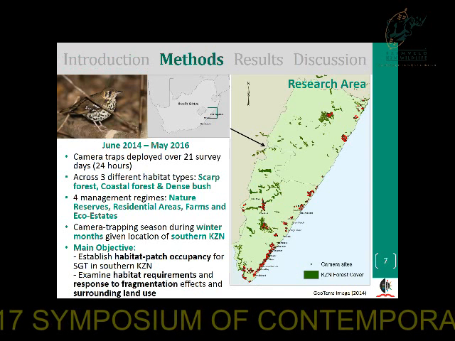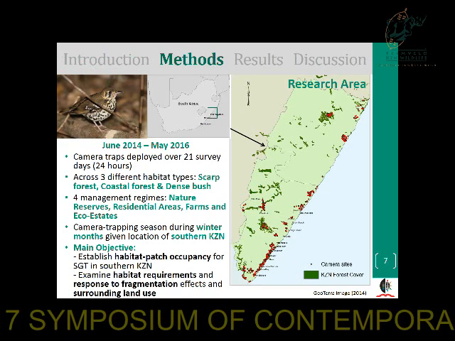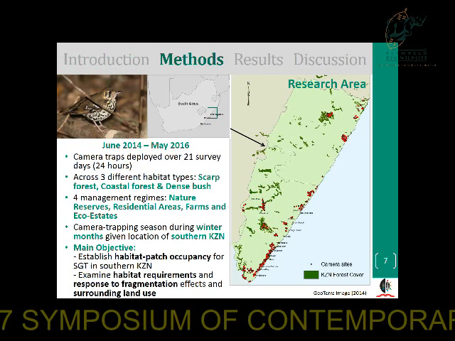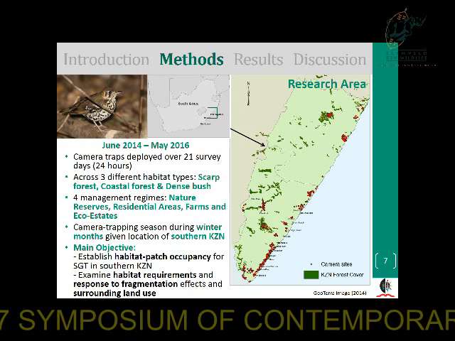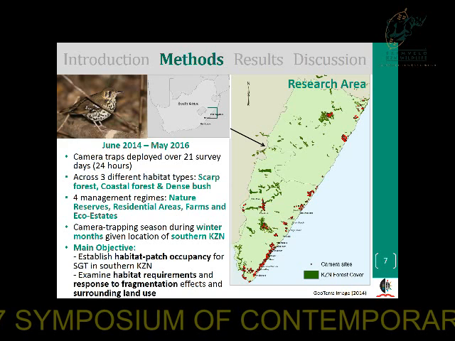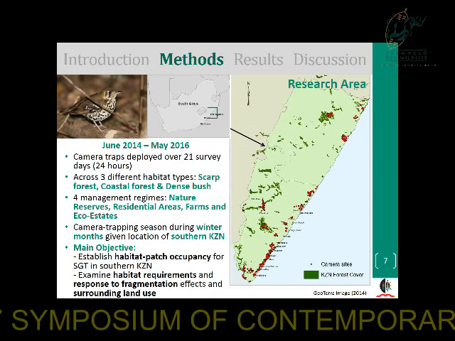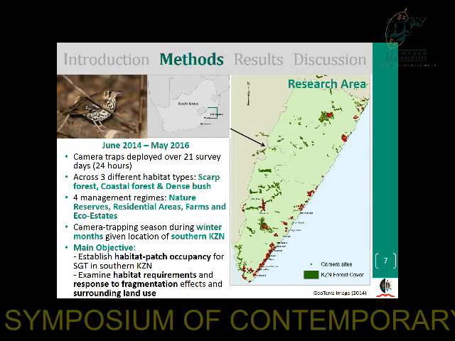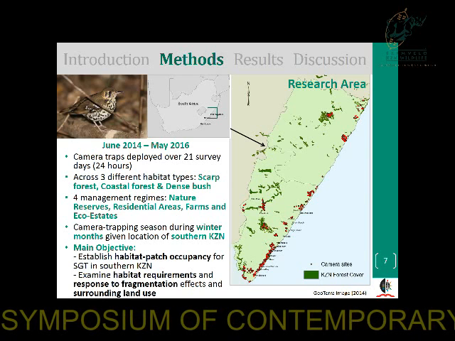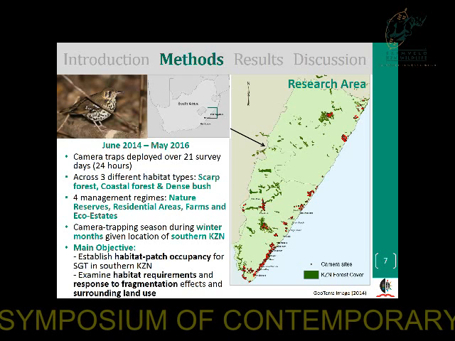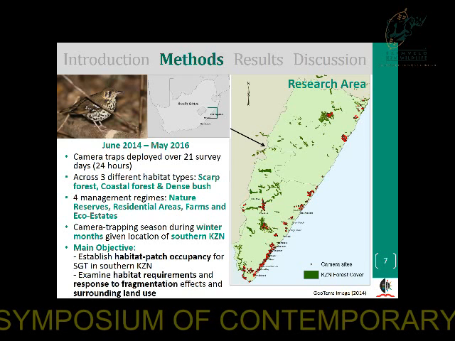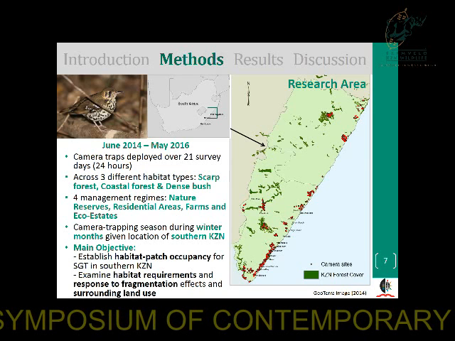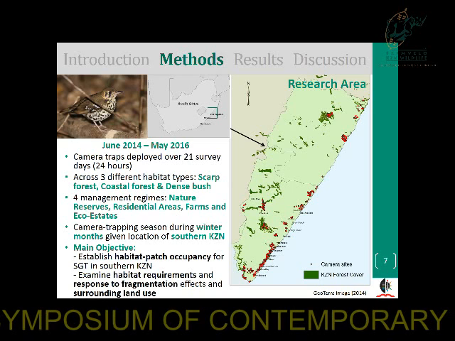So our survey regime was between June 2014 and May 2016, and very similar to what we've already seen, we had the Moultrie cameras 20 to 30 centimetres off the ground, deployed over 21 survey days, firing for 24 hours with a passive infrared trigger and a 30-second delay between pictures. And we put them in as many different scarp, coastal and dense bush patches as we could geographically access across the widest range of our land use types: nature reserves, the residential areas, farms and the eco-estates.